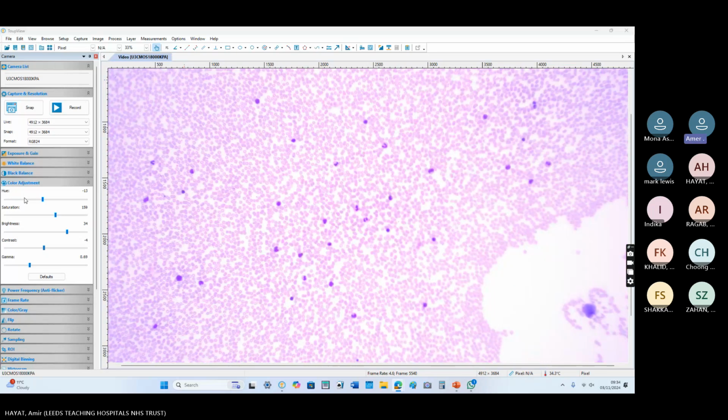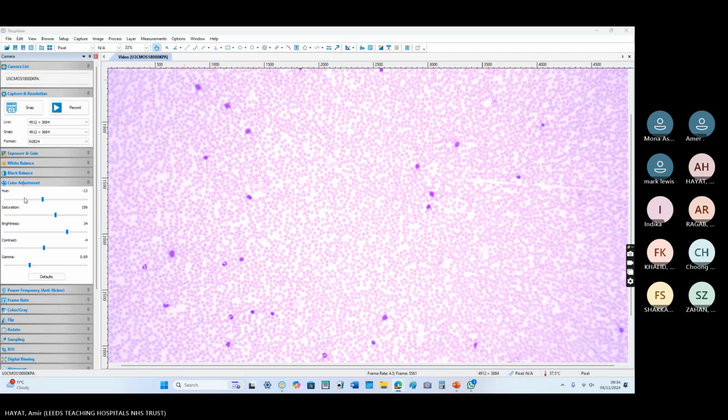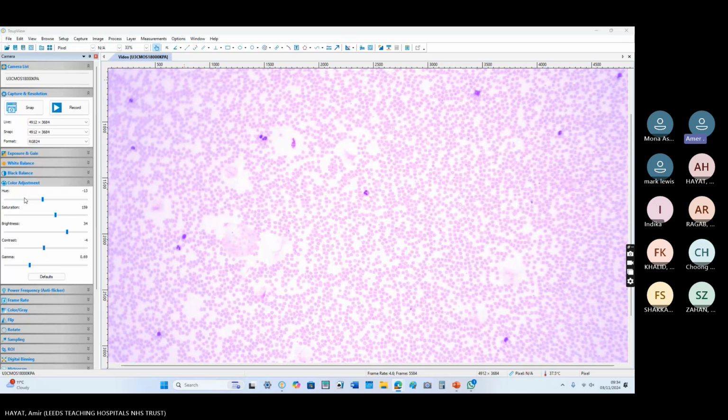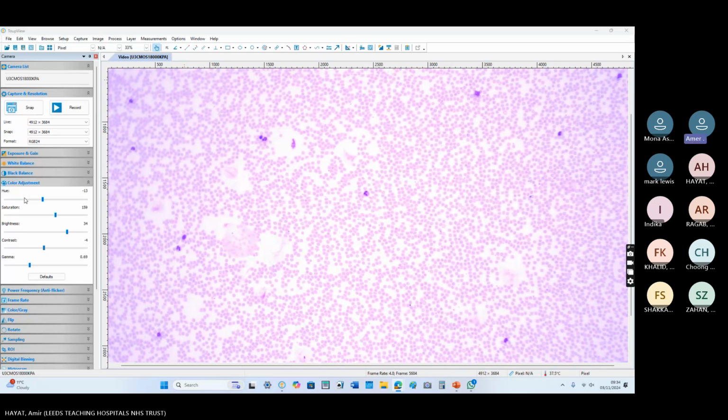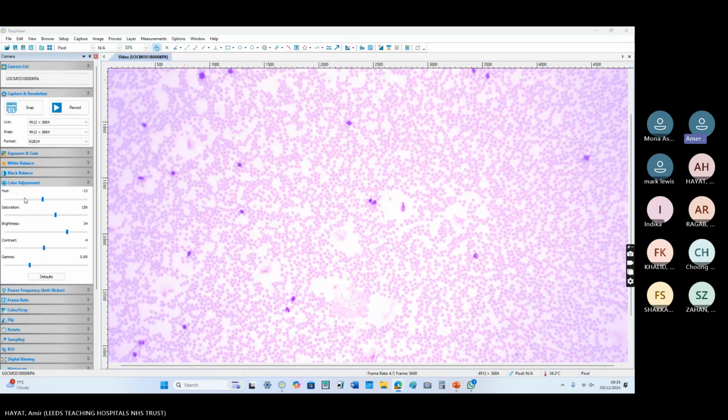So this is a second case. This is a 21-year-old male patient who presented to medical ASDAC because he has high-grade fevers. He has noticed some lumps in the neck. So this is the general overview, power 10 of the blood film.